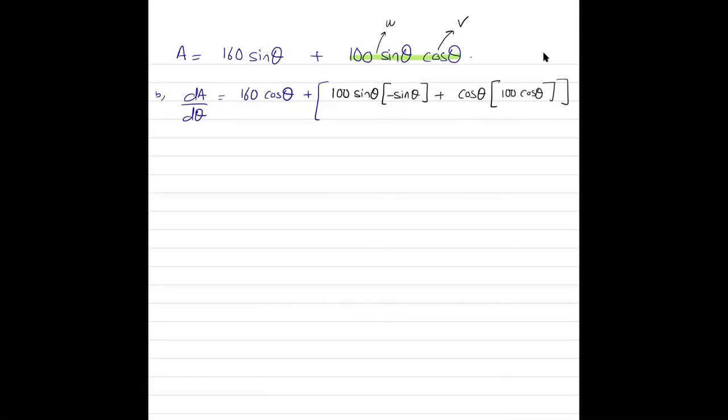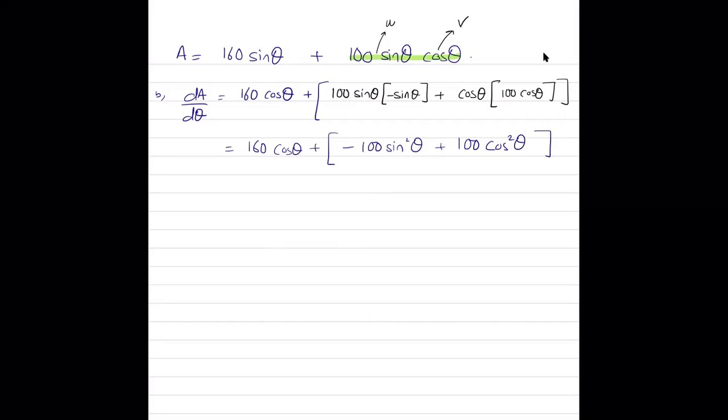You can simplify this expression now. 160 cos theta. This is going to be negative 100 sine square theta plus 100 cos square theta. If you remember the identity, since the left term over here is in cos theta, it's better to convert everything in cos theta. So I'll have to use the identity to replace sine square theta with cos square theta.